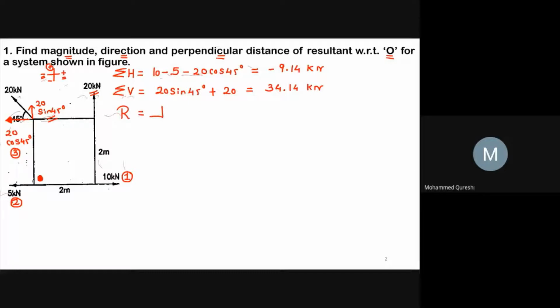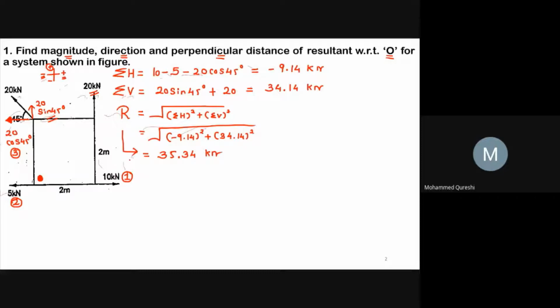As the values of sigma H and sigma V are known to us, we may easily calculate the value of the resultant R equals the square root of sigma H squared plus sigma V squared. The value of sigma H is minus 9.14, squared, and the value of sigma V is 34.14, squared. So here we will get the value of the resultant as 35.34 kilonewton.